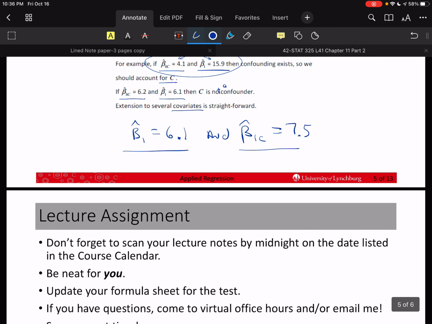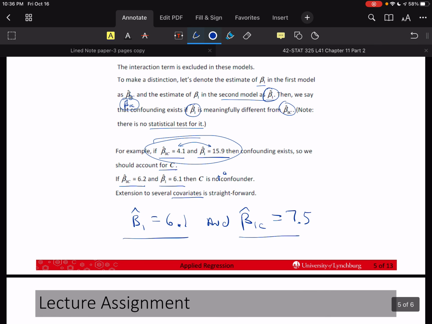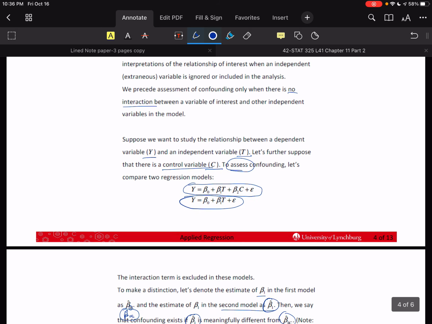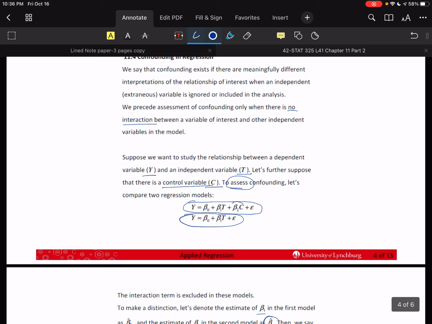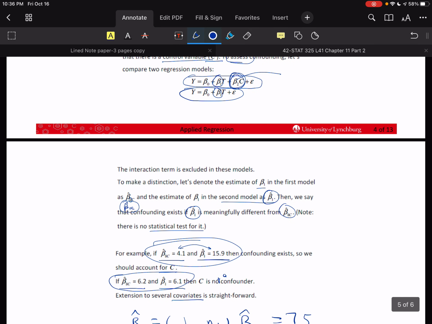I want to point out that we're looking at these two estimates, and we have this model. What if beta 2 is not significant, but the difference in beta 1 is very significant between these two models, the beta 1 hats? Then even though beta 2 is not significant, we would want to still include it. That is the point that we're trying to make in this section. I hope that's a little more clear than what the text is saying here.